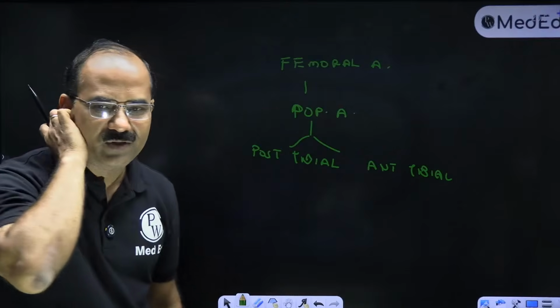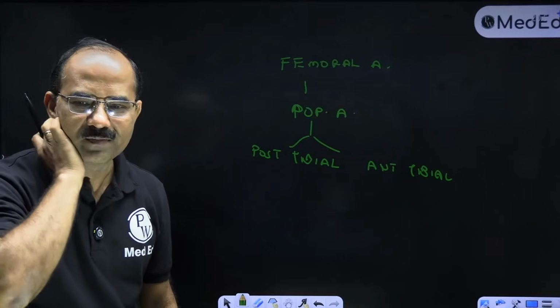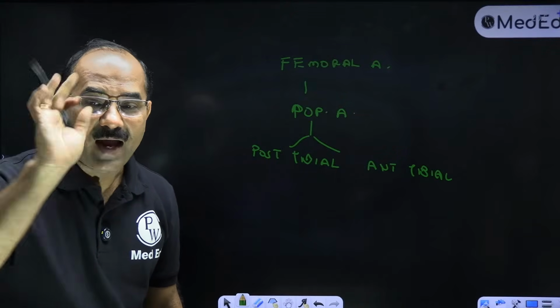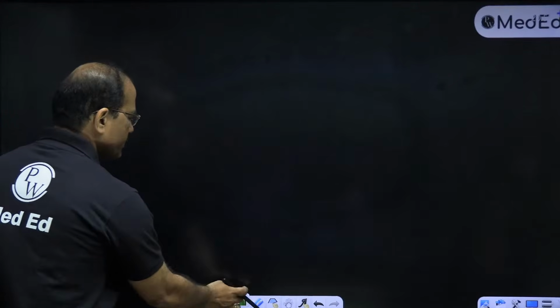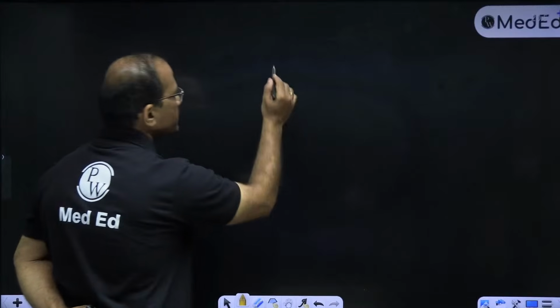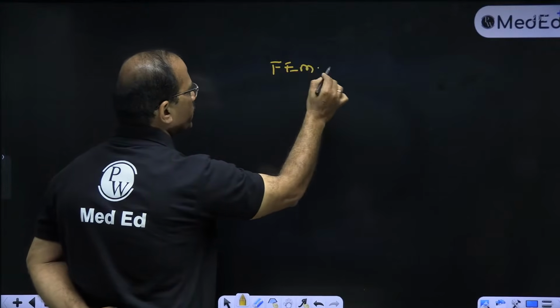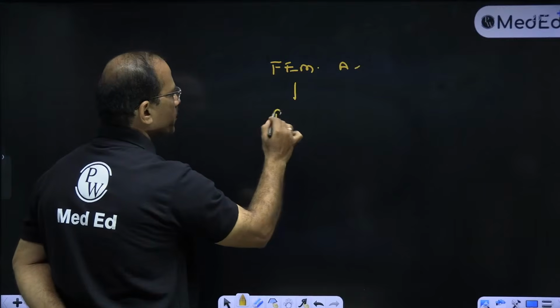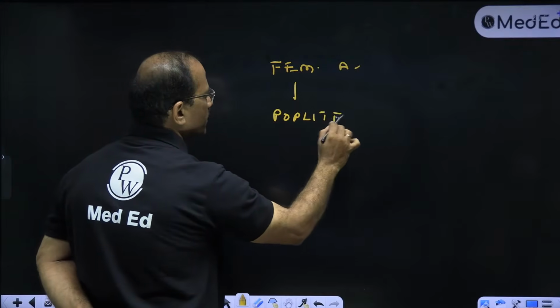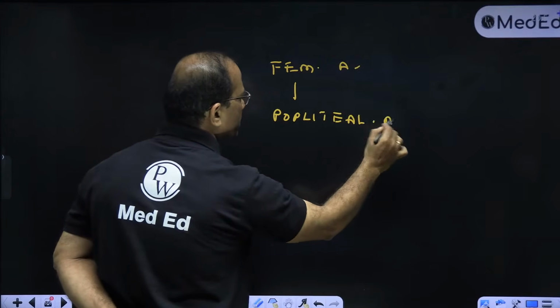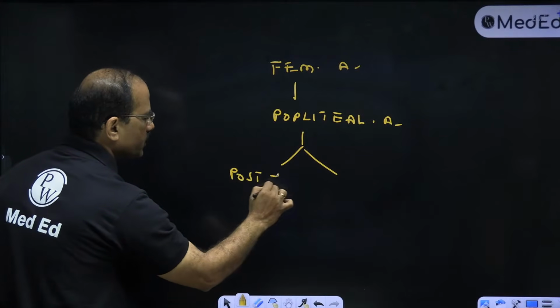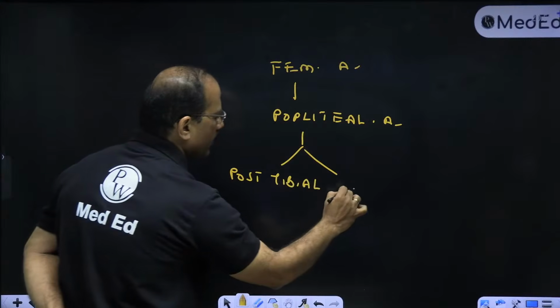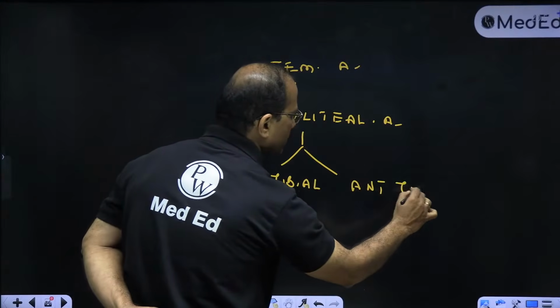Okay, let me use a light color, fine children. This is in the adductor canal. Yes, this is in the adductor canal. Fine, this is in the adductor canal. So this is the femoral artery. Femoral artery now continues as popliteal artery in the adductor canal. Popliteal artery divides at the lower border of popliteus into a posterior tibial and anterior tibial.